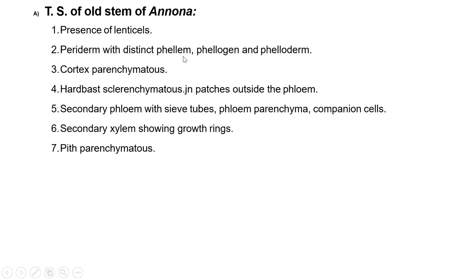This is nothing but the result of secondary growth of cork cambium. Finally, we can say that periderm. Then cortex is parenchymatous, hard mass sclerenchymatous, in patches just outside the phloem. Secondary phloem with sieve tubes, phloem parenchyma and companion cells. Secondary xylem showing growth rings, and at the center you will get the pith, parenchymatous. These are the characteristic or diagnostic features in old Annona stem.